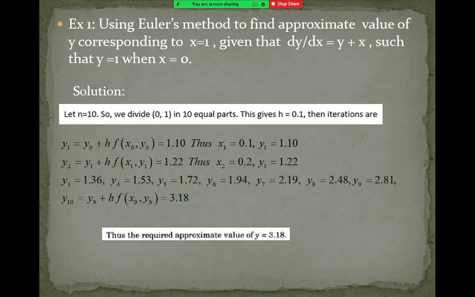Good. Anyone have a doubt here? These middle steps I dropped; I did not calculate them in detail. You can do it in detail by writing the formula first. What is the formula for y3? y2 plus h f of x2 y2. Very good. y2 plus h times f of x2 y2. That is the way.